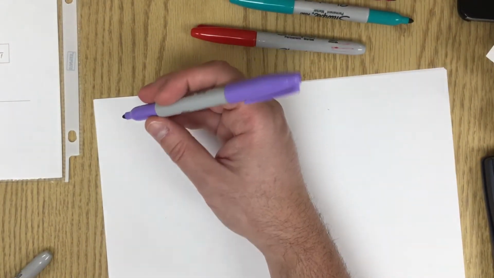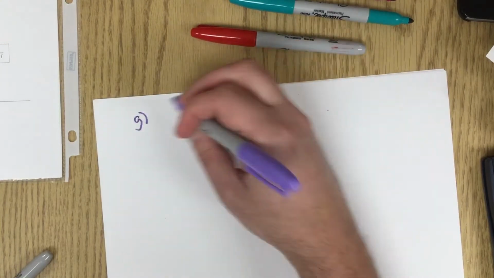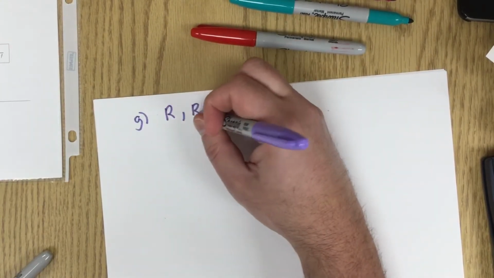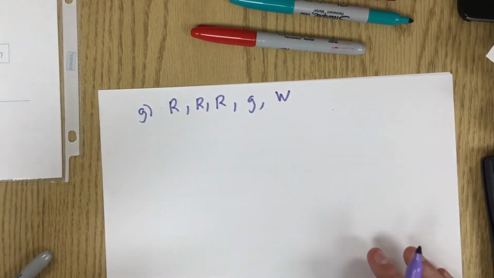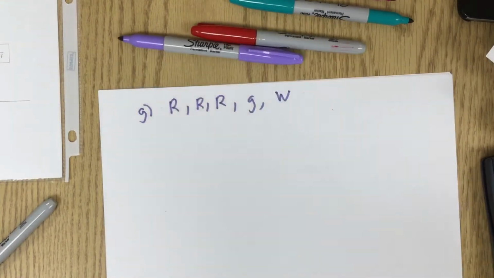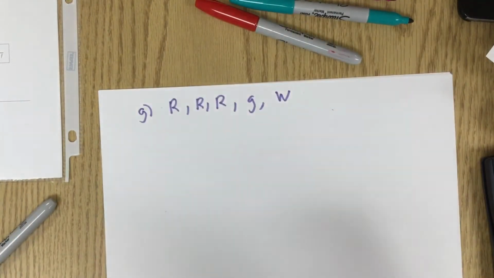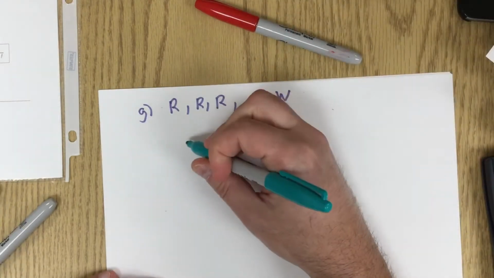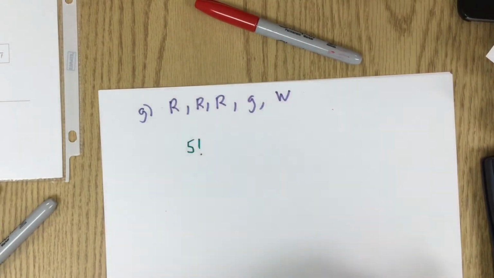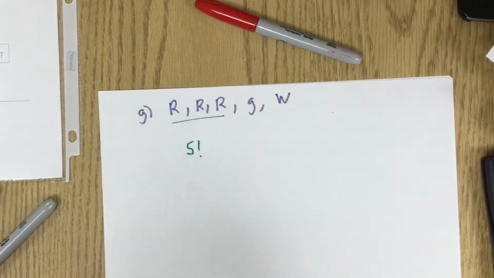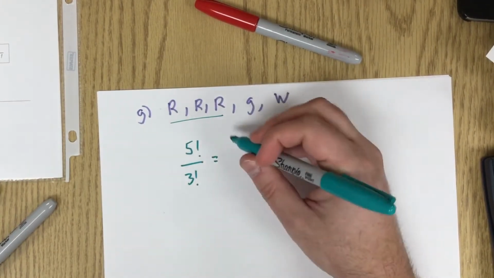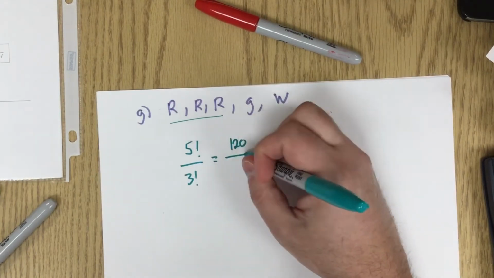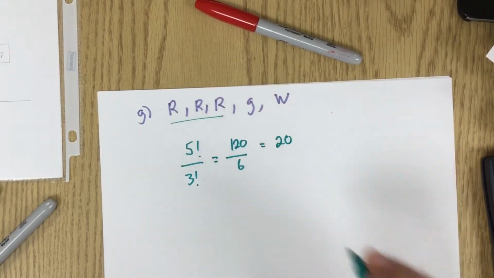So let's say we have 5 of them. So we're going to have G. Let's say we have red, red, red, green, white. So now we have 5 marbles. Normally there would be 5 factorial ways of arranging the 5 marbles. But those 3 are the same, which means we could divide these up into chunks of 6. So it's going to be 5 factorial over 3 factorial, which is 120 over 6, which is 20 ways.